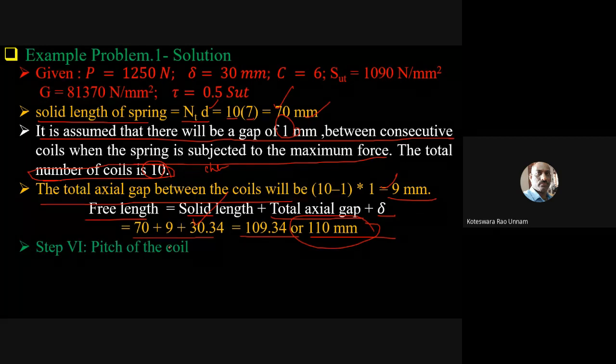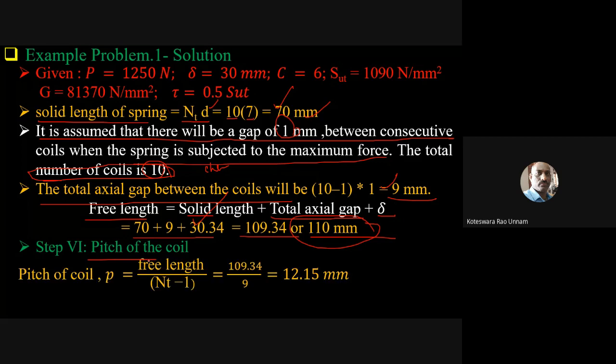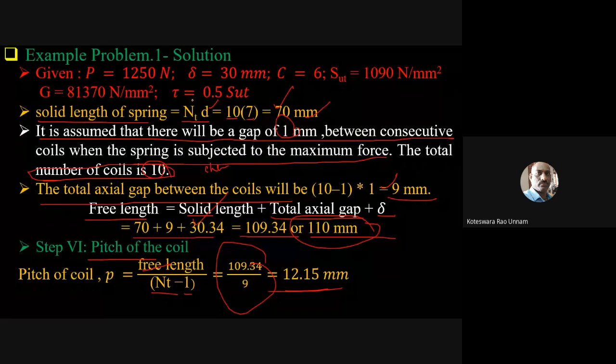Once you know the free length, okay, I'll finish in one minute. The last one is the pitch of the coil. The formula for that is free length divided by total number of coils minus 1. So it comes out as 12.15 mm. So like this, you can solve this problem. The only thing is, you don't need to remember all these formulas. All these formulas are available in the data book. The only thing is, you need to pick the data from the problem and apply those formulas. That is the only thing you need to do.